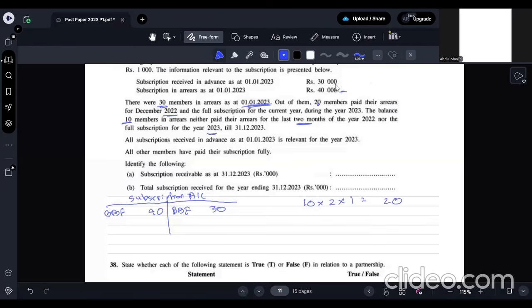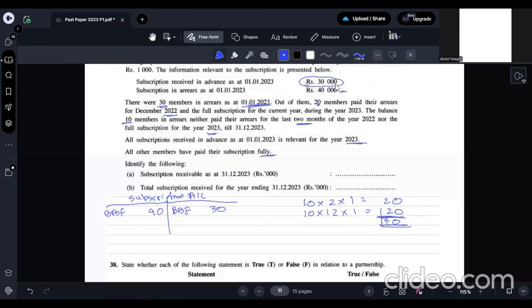Nor the full subscription for the year in 2023. This year's entire amount also they didn't pay. That will be the 10 members into this year has 12 months. 12 months into 1000 per month, that is 120. So the total receivable for this year will be 140 from them. And they are saying all the subscription received in advance is relevant for the year 2023. All this opening advance amount is relevant for this year. All other members have paid their subscription fully.